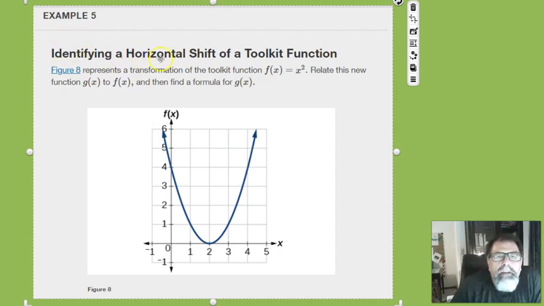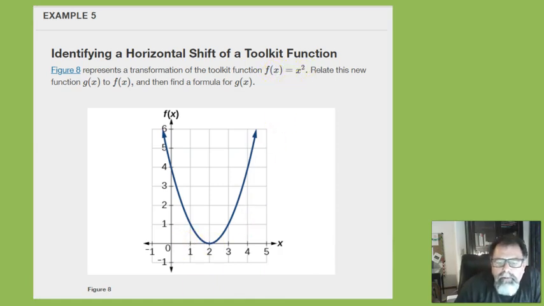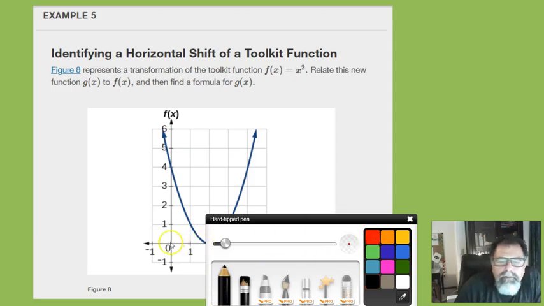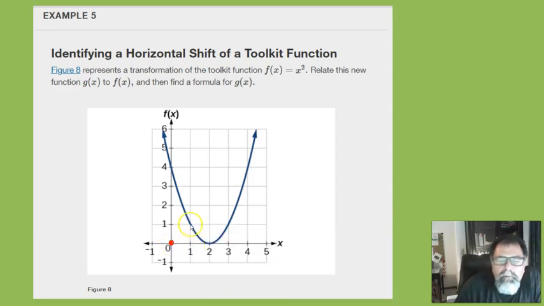Example 5, identifying a horizontal shift of a toolkit function. Figure 8 represents a transformation of toolkit function f of x equals x squared. Relate this new function g of x to f of x and then find a formula for g of x. So if you recall, our basic toolkit function f of x equals x squared is a parabola, and it starts at 0, 0 squared, 0, 1, 1, 2, 4, and then negative 1, 1, negative 2, 4.